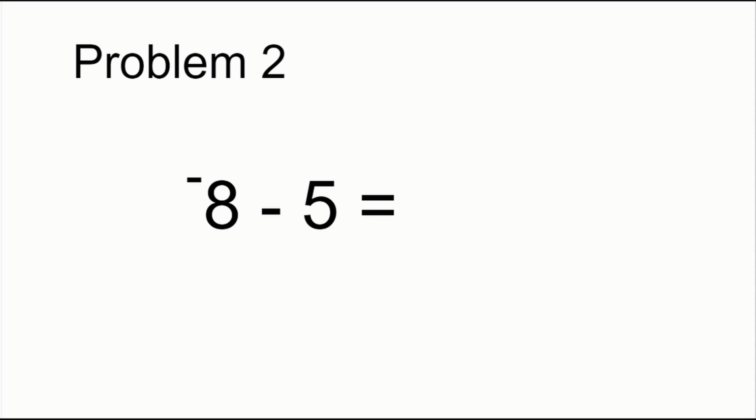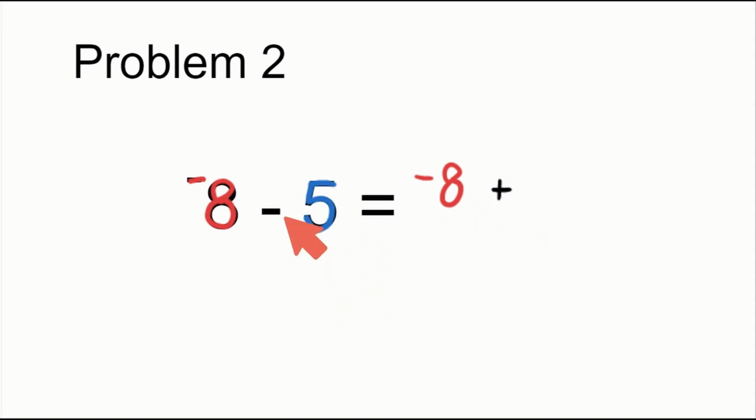Problem 2, negative 8 minus 5. So what do these numbers mean in terms of our tiles? Negative 8 is like having 8 red tiles. And minus 5 means we're trying to take away 5 blue, 5 positive tiles. So how can I rewrite this into an equivalent addition problem? I can rewrite this as negative 8 plus.